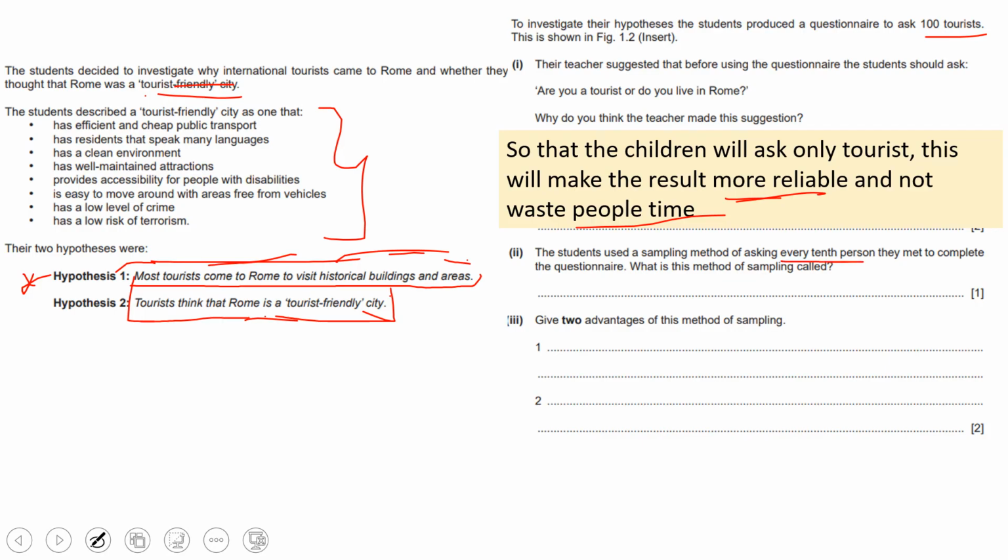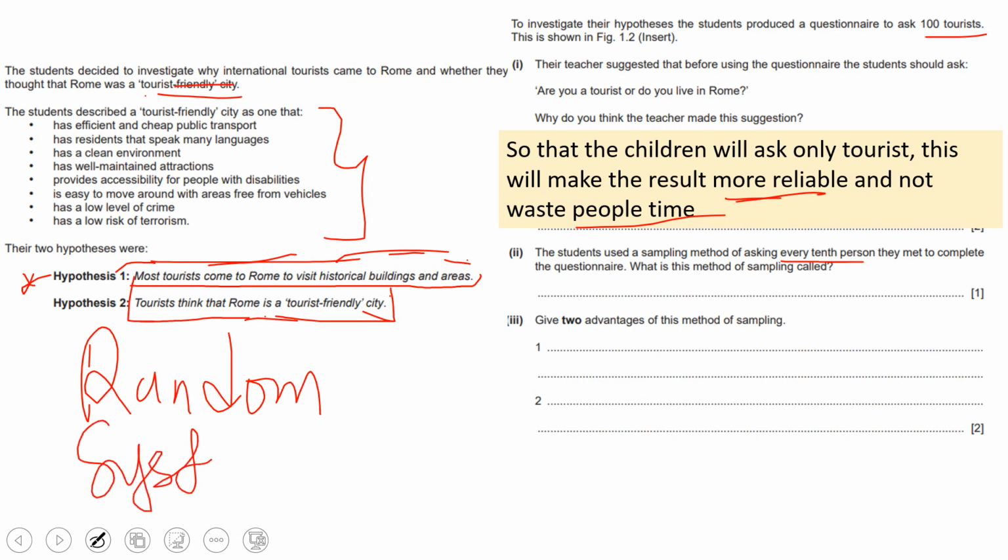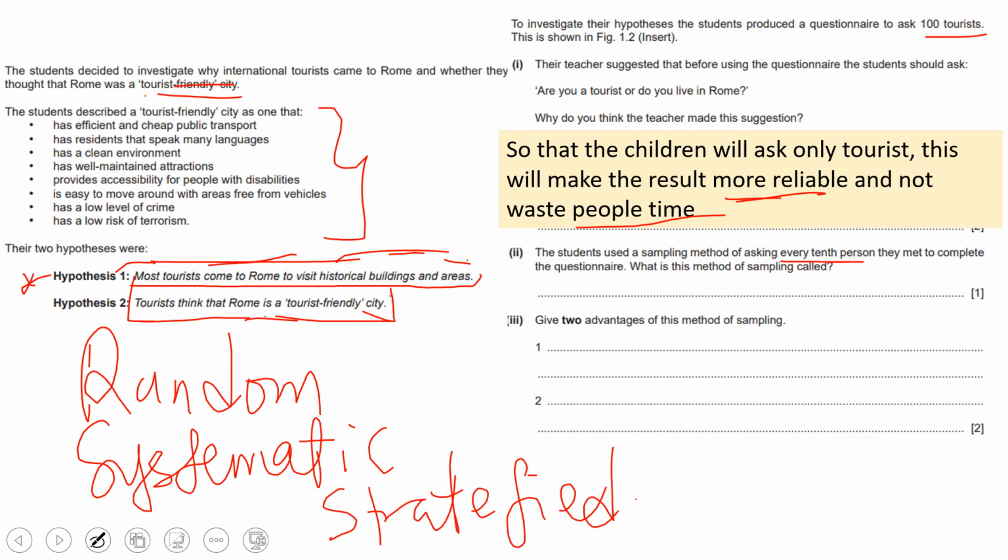Now, the student used a sampling method of asking every 10th person they meet to complete the questionnaire. Now, which type of method is this? There are 3 types of sampling method. You have the random, you have systematic, and you have the stratified. Now, the basic thing there is, the one where you ask every 10th person, or every nth person in terms of number, has to do with systematic.